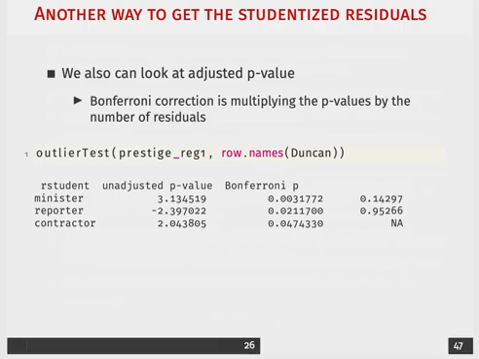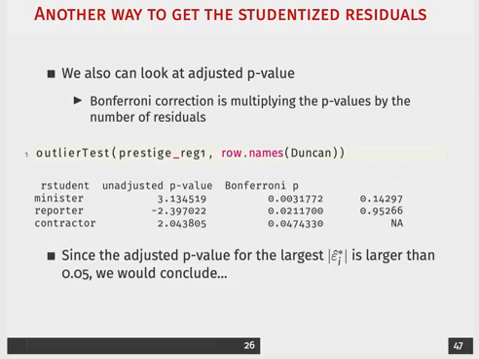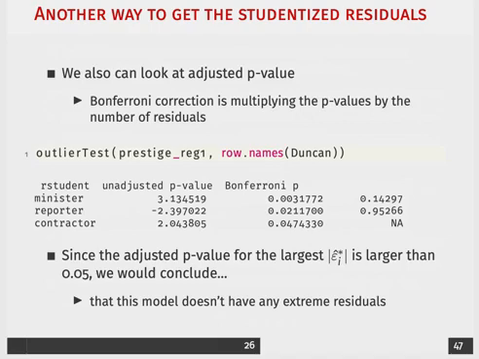What's important here is that if we just looked at the unadjusted p-values, we wouldn't necessarily think that any of our studentized residuals are greater than we would expect under the null. Now, if we look at the Bonferroni ones, we can see that there really isn't any p-value that is below 0.05. So this model doesn't necessarily have any extreme residuals.